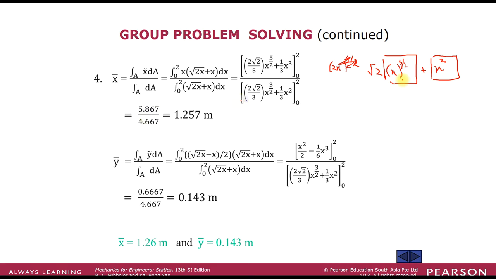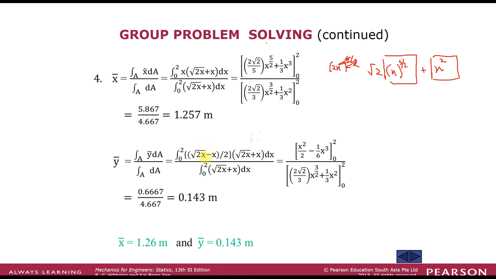you have to open these equations here. So the method of opening equations, let's say you have a minus b, and a plus b, divided by 2. I think you already know that you have to multiply a squared here, and then a times b, minus b times a, and then plus b squared. So you open it, and what you get is x squared divided by 2 minus 1/6 x cubed, with limit of 0 to 2.